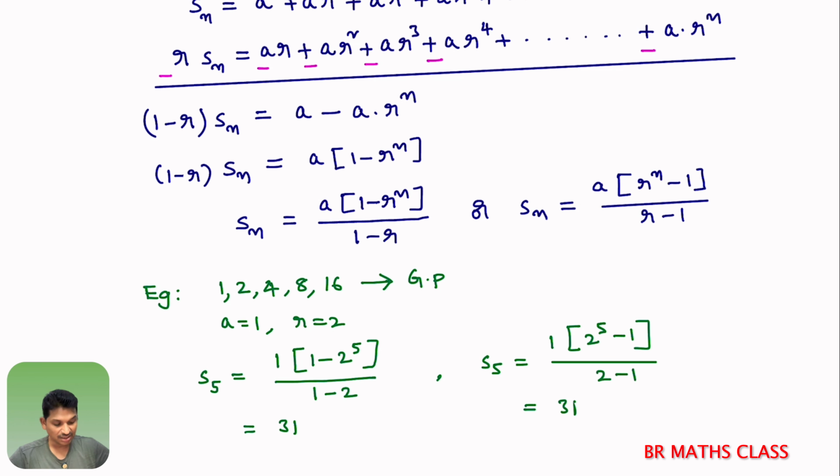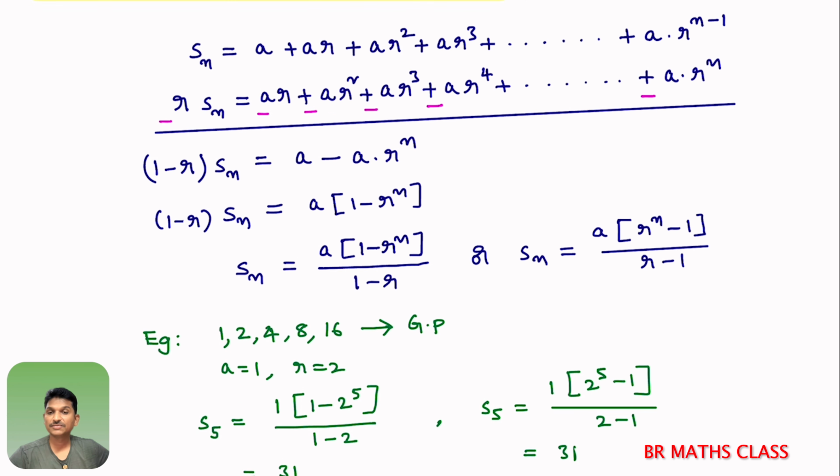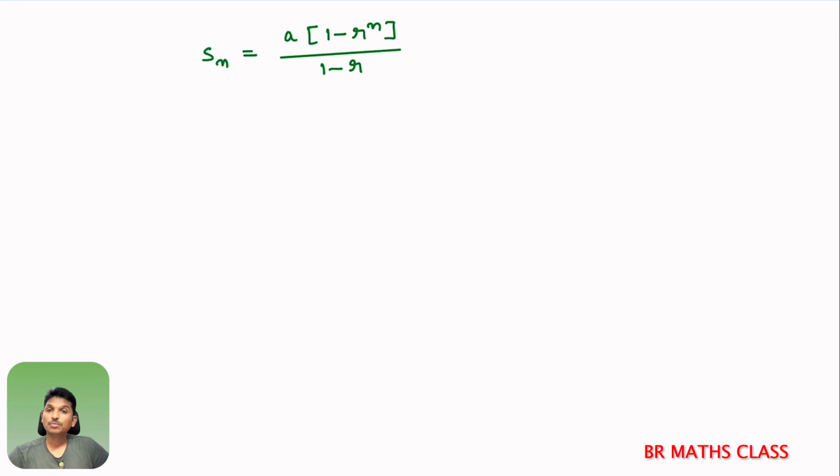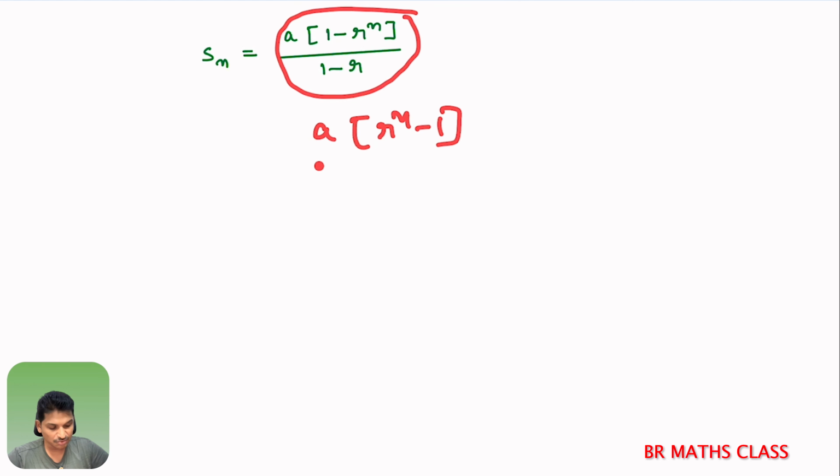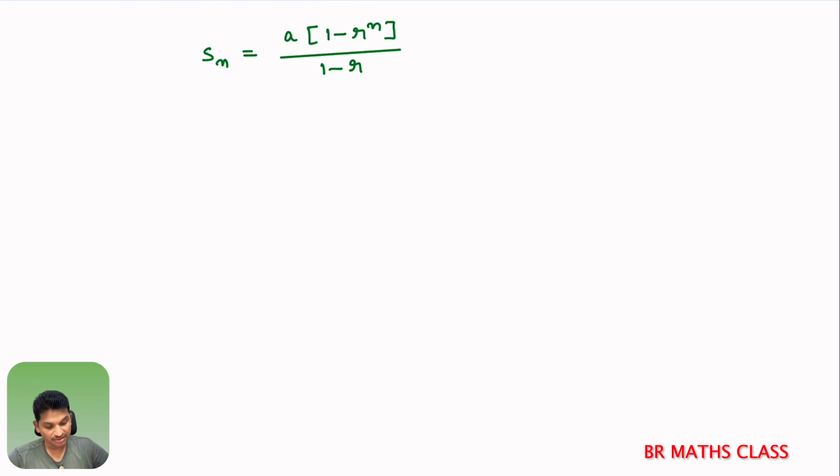And you observe one thing, in this sum of n terms, in the denominator 1 minus r, r minus 1 is there. If r value is 1, then this formula doesn't work when r value is 1, right? I'll write that details here. Sum of n terms in geometric progression formula is a into 1 minus r power n divided by 1 minus r, or a into r power n minus 1 divided by r minus 1. And this formula doesn't work when r value equal to 1. So this formula works only when r value not equal to 1.